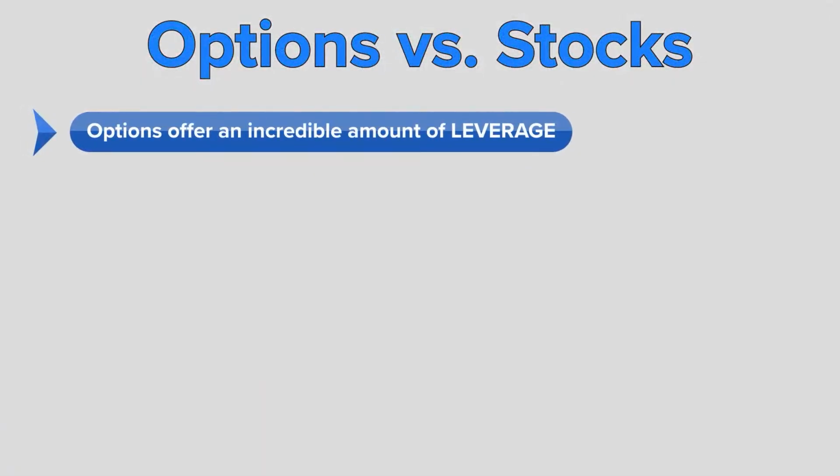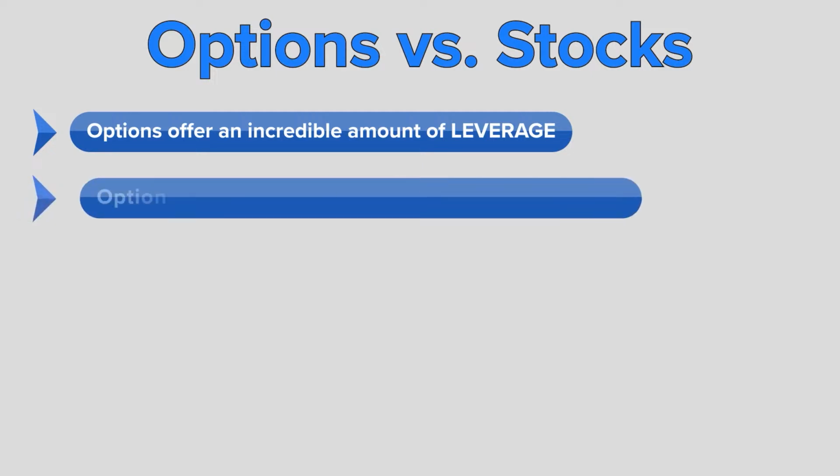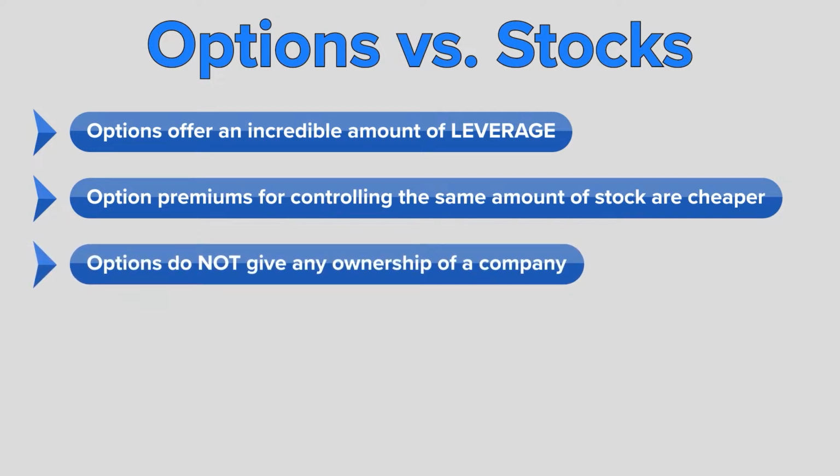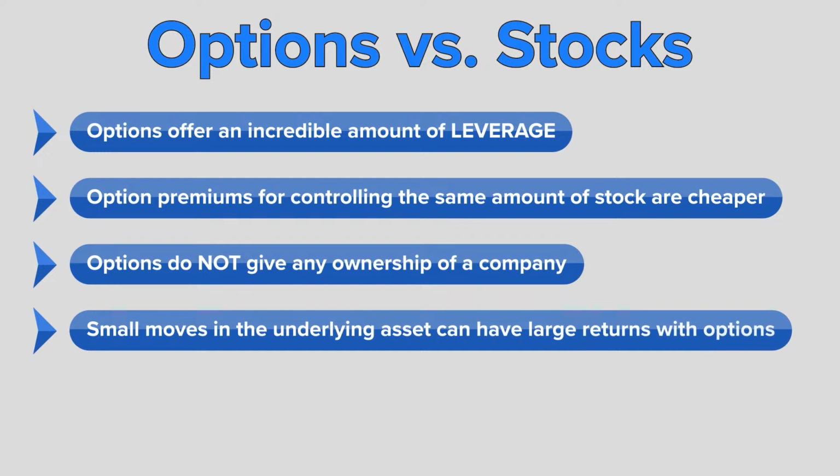There are many reasons to trade options versus stocks. Options offer an incredible amount of leverage. Option buyers can pay a small premium for market exposure as compared to the actual price of the asset to which it's attached. While buying stock does give you ownership in a company with the goal of selling those shares at a higher price, options do not give any ownership of a company. Investors can see large returns from even small favorable percentage moves in the underlying equity.